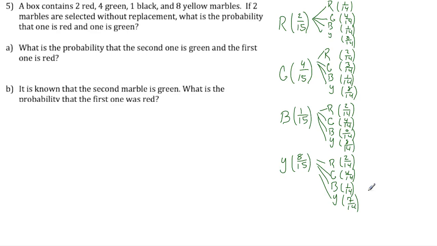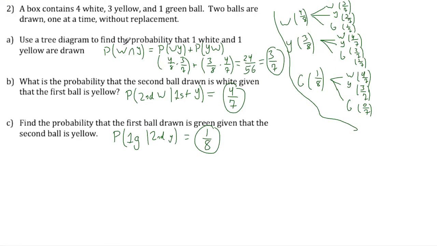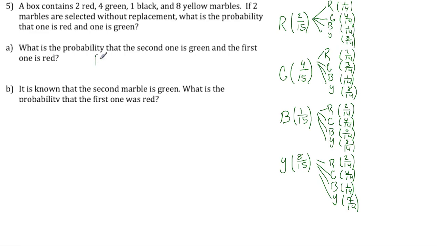It's a little bit better than making the full tree diagram. And so if I look here, what is the probability that the second is green and the first one is red? Unlike the previous one in number 2, letter A, where the probability of white and yellow was probability of white-yellow plus probability of yellow-white, this is just going to be the probability of the second being green and the first being red. So order matters here. So this is second green and first red. So second green is 4 over 14 times 2 over 15.